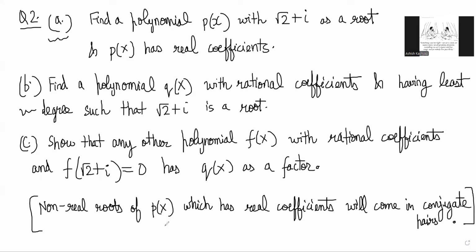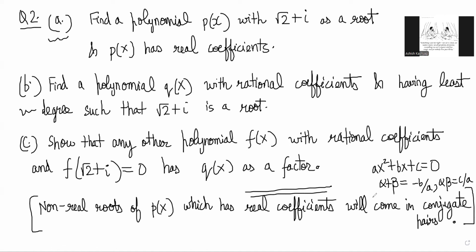Like in a quadratic, when we solve, if it has non-real roots, the discriminant must be less than zero, so the roots will be plus minus something imaginary on solving the quadratic formula. That is one way to say it. Another way is, for any equation, the sum of the roots is minus b by a and the product of the roots is c by a, right? Now, if the quadratic had real coefficients, b by a and c by a will be real numbers.